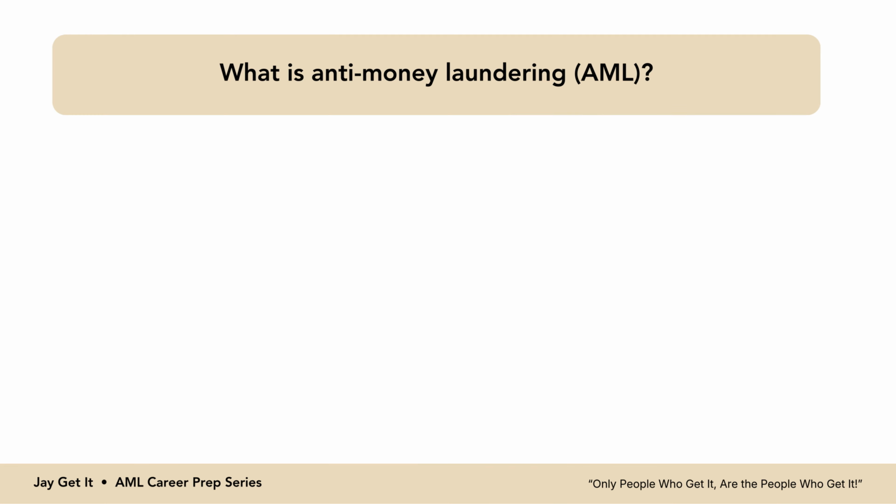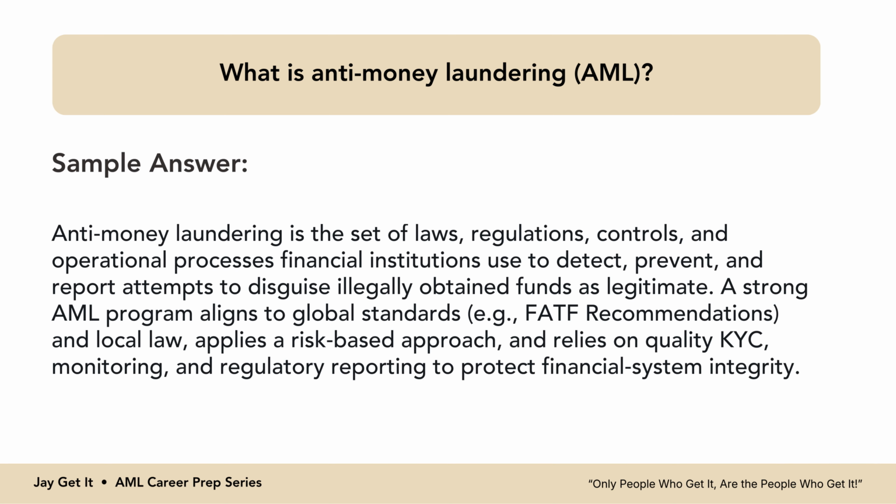What is anti-money laundering, AML? Sample answer. Anti-money laundering is the set of laws, regulations, controls, and operational processes that financial institutions use to detect, prevent, and report attempts to disguise illegally obtained funds as legitimate. A strong AML program aligns to global standards like the FATF recommendations and local law, uses a risk-based approach, and relies on high-quality KYC, monitoring, and reporting to protect the integrity of the financial system.